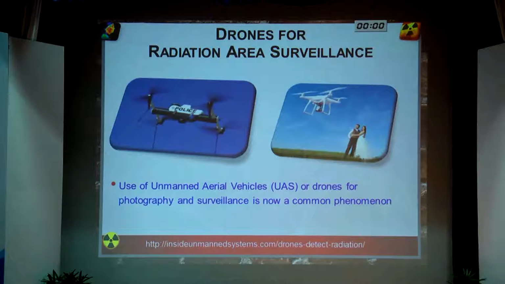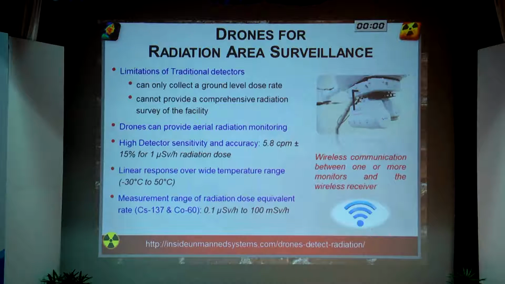One interesting thing is we always see these drones. In weddings and everywhere, the pesky things which come and take photographs close to us. Taking advantage of this, we can use them for radiation surveys, because with traditional detectors we have limitations. So for example, this is a wall of a radiation facility.